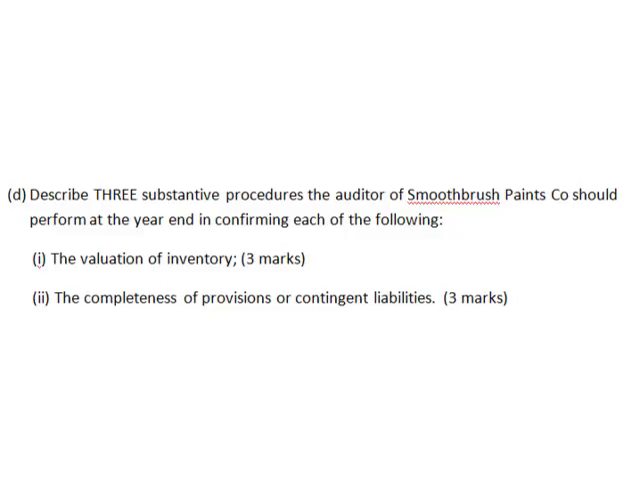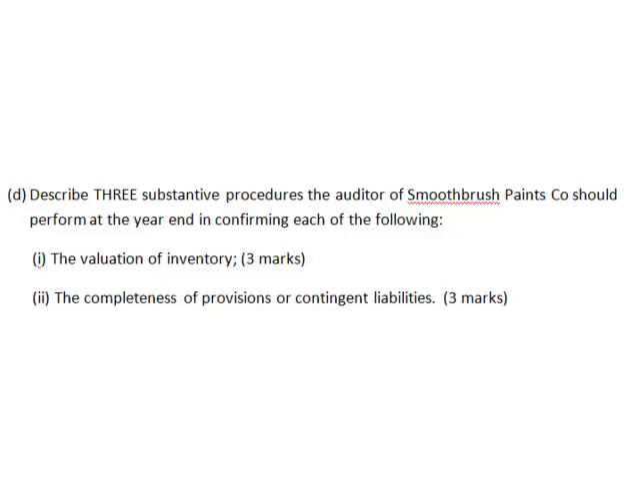Part D asks you to describe 3 substantive procedures the auditor could perform at year end in confirming valuation of inventory and the completeness of provisions or contingent liabilities. Substantive procedures, nothing to do with controls. There's test of controls, which tests controls, and there's substantive procedures which go more directly at testing the balance. So let's see what comes up here.